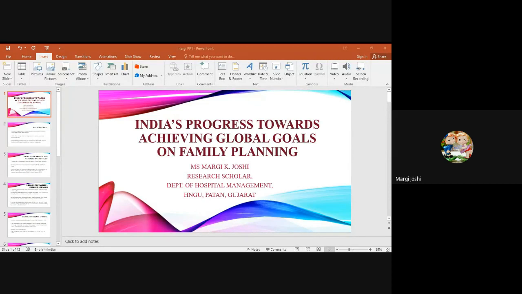Then we can see the fertility trend in India. What is meant by fertility? It is the actual bearing of children between the ages of 15 to 45 years.